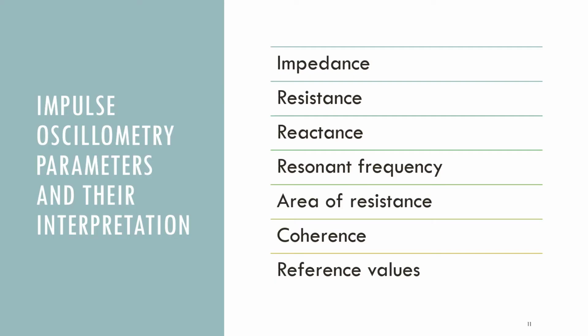There is a lot of different terminology that I have to cover for you to understand impulse oscillometry. Before we get into different types of respiratory conditions and what the values mean, we really need to understand some of this language. Some of the topics we'll be talking about are impedance, resistance, reactance, resonant frequency, area of reactance, coherence, and reference values. We're going to go into each one of these in detail so that when we apply conditions of the lung, you'll understand what we're talking about.